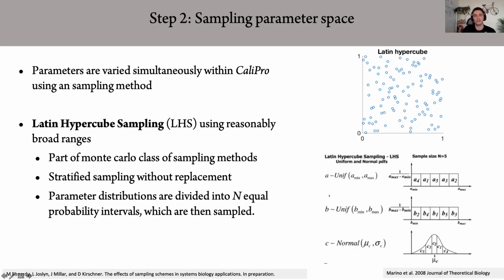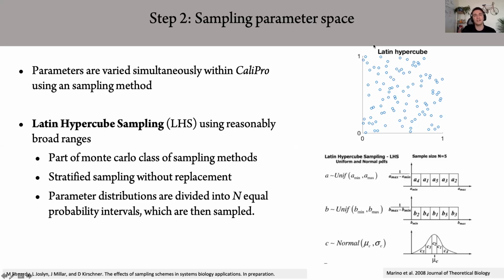If we look over here on the right-hand side, we've got 3 parameters, A, B, and C, where we've assigned a uniform parameter distribution for A, uniform for B, but a normal parameter distribution for C. Those parameter distributions are then divided into n equal probability intervals, which are then sampled for each parameter combination. So if your sample size n is 5, your first model run is going to use A sub 1, B sub 1, and C sub 1 for each of those 3 parameters. Your second model run is going to use A2, B2, and C2.